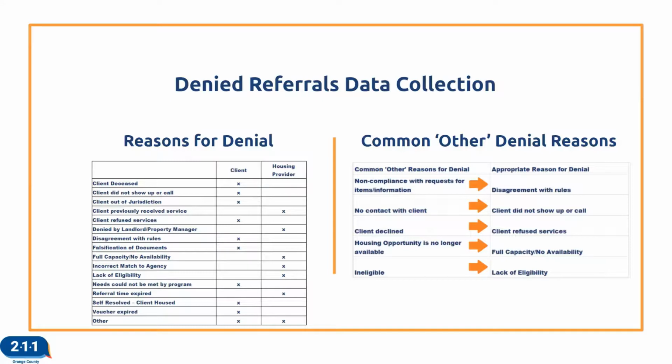If they select non-compliant, or the client has not complied with requests for items or information, the appropriate reason for denial should be that the client had a disagreement with rules. If there was no contact with the client, the reason for denial should be the client did not show up or call. If the client declines the match, the reason for denial should be the client refused services. If the housing opportunity is no longer available, it should be full capacity, no availability. And if the client is ineligible, the reason for denial should be lack of eligibility.